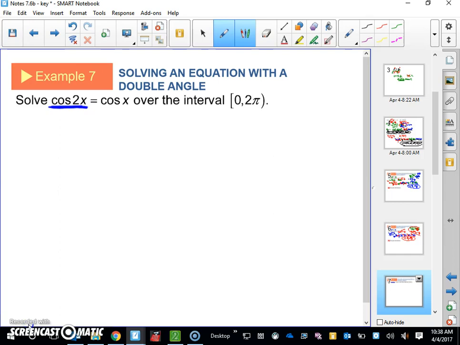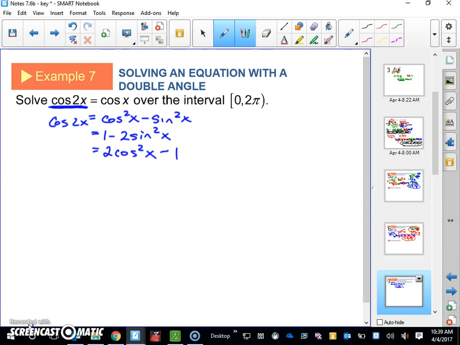And hopefully you recognize and remember a double angle cosine identity. Cosine 2x has several different options. Cosine 2x, don't write this down, is cosine squared x minus sine squared x, or cosine 2x is equal to 1 minus 2 sine squared x, or cosine 2x is equal to 2 cosine squared x minus 1. We've got three different identities or three different options, and we want to do a substitution.